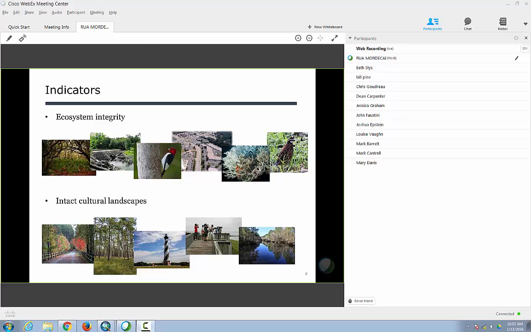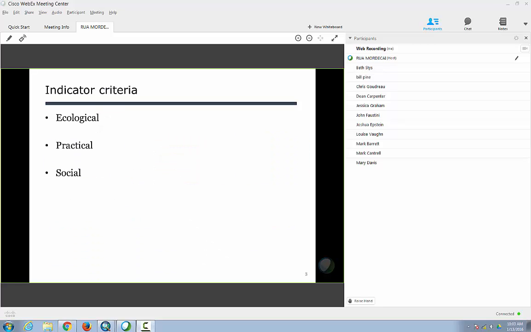So just a reminder about the indicators themselves. These are kind of on the natural resource side for the freshwater aquatic. So the goal is the overall integrity of the system itself. We have 3 criteria for the indicators. The ecological, we have to be indicating other components of the system. Practical, we have to be able to monitor and model them across the whole geography easily. And also the social.